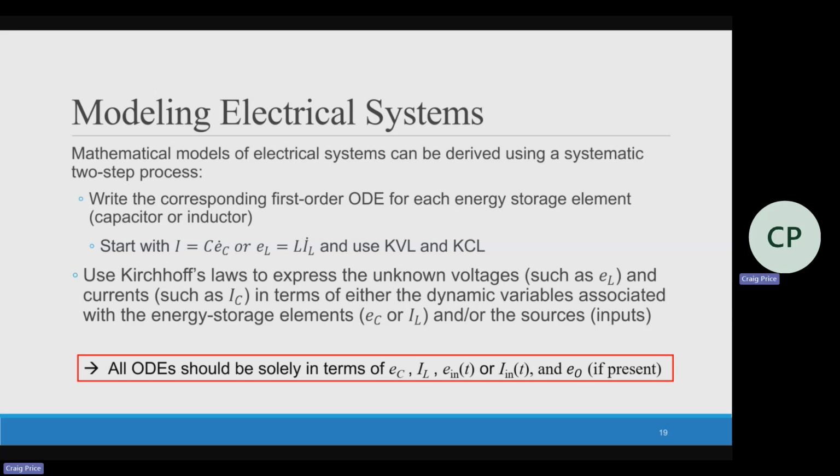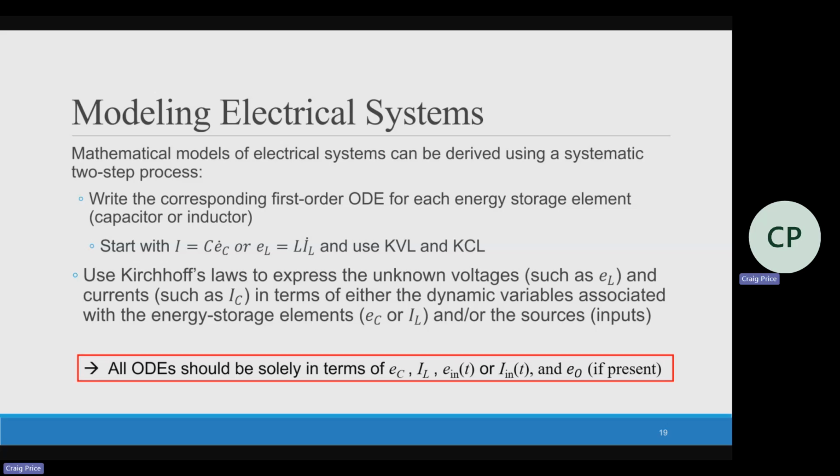And again, all of our differential equations should be solely in these terms. If I have a capacitor, I should have an EC. If I have an inductor, I should have current for it. If we have an input voltage or input current, that's obviously got to be somewhere within the mathematical model. And then sometimes my equation might have an output voltage that we care about. So if there is an output voltage, that's obviously going to be our output, and so we can change our equation to be in terms of E out.